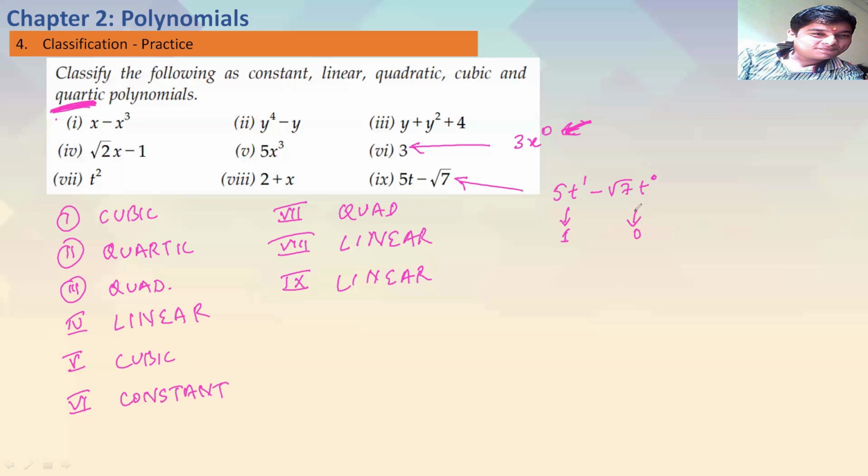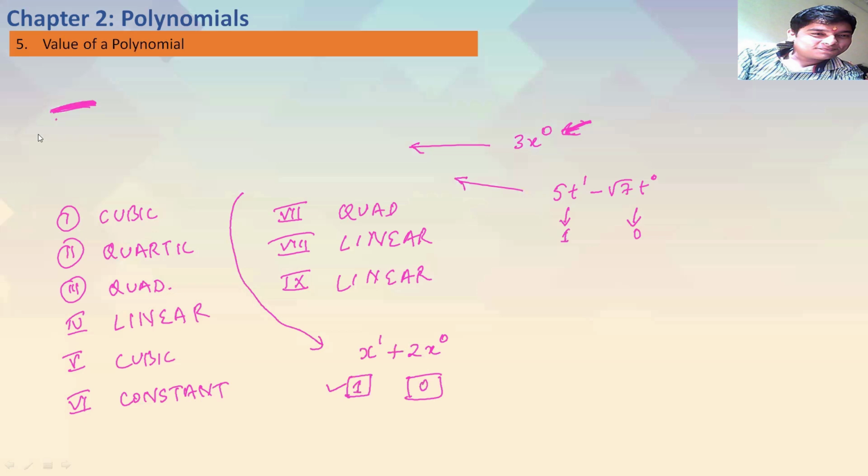Got me? Yeah. This one, for instance, you are very confused in this one. So if you arrange it, first one will be x power 1. Then we have 2x power 0. So there is a power 0 in the last one, and power 1 in the first one. Maximum power is 1, so it is a linear polynomial. Very good. Now we are going to go into something different. Value of a polynomial.